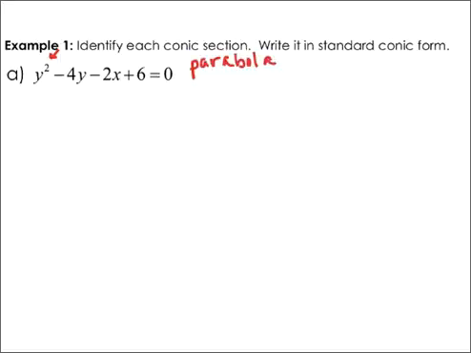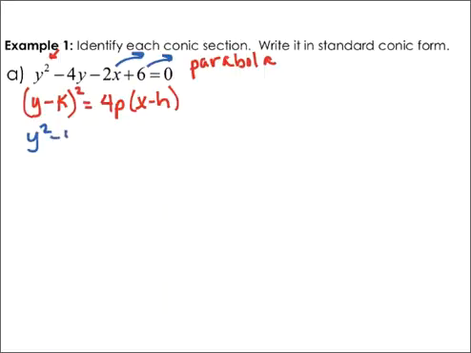All right, the graphing form that we have been working with for a parabola is (y minus k) squared equals 4p(x minus h). So now what I want to do is get this function into that form. First thing I want to do is get all the y's on the left, so I'm going to add the 2x to the right and subtract the 6 to the right. So I've got y squared minus 4y is equal to 2x minus 6.